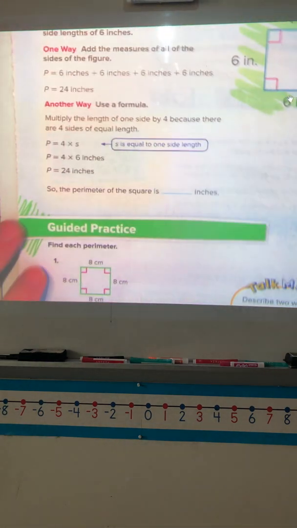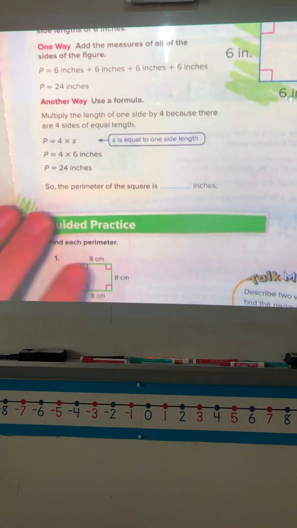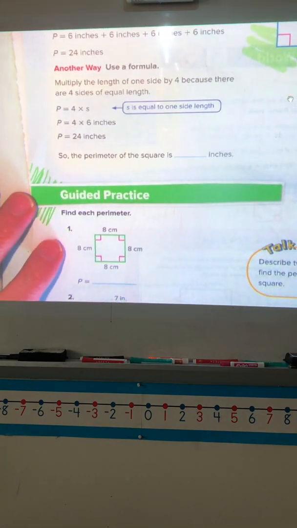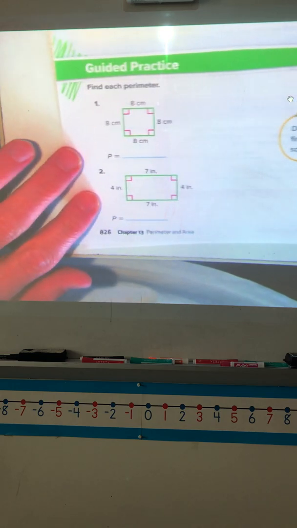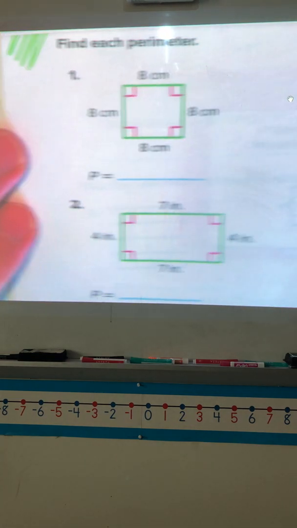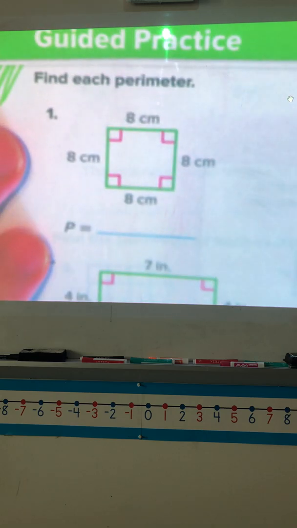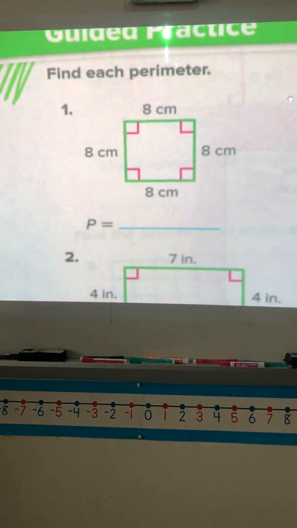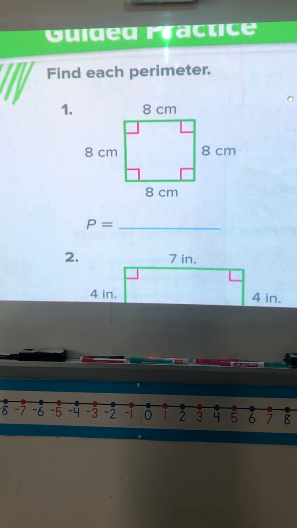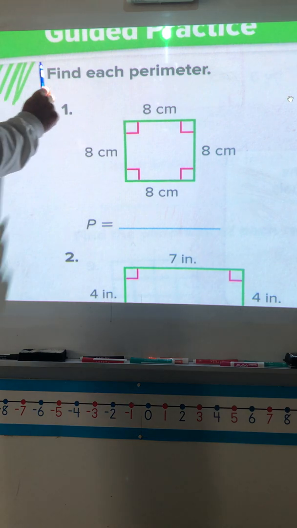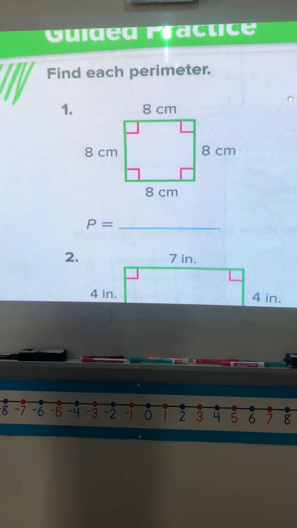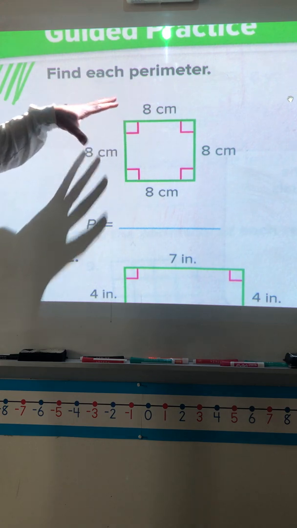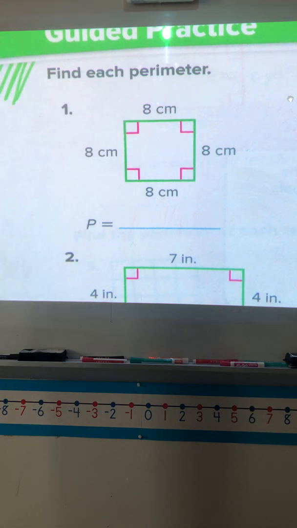Let's go to the next page. This is page 826. Okay, so normally what I would do here, let's go down to this guided practice. Let's get this real big here. Okay, on the test, and I know we're not taking it, but I'm still going to teach like I normally would. Find each perimeter. You're not going to get this question, but we have to know this skill so that we can apply it to a word problem.